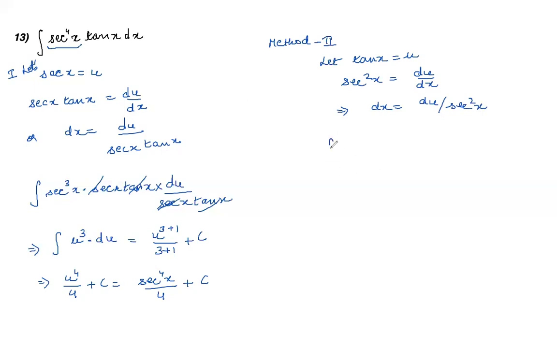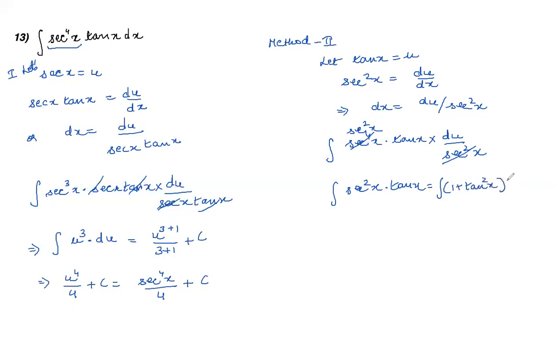So it would be the integral of sec 4x into tan x. I'm putting the value of dx first, that is du upon sec square x. So these terms will get cancelled and it will be sec square x here. So now it would be sec square x into tan x. Now I can put sec square x equal to 1 plus tan square x into tan x, right? So after multiplying this, what I'll get is the integration of tan x plus tan cube x into du.